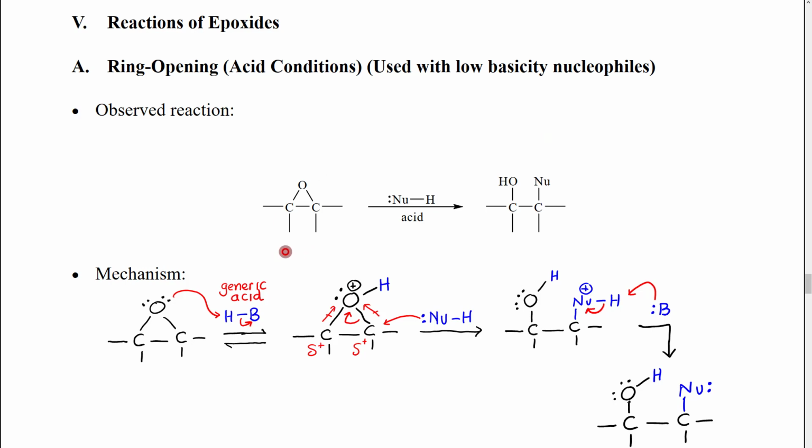If we look at these then, we would have an epoxide, we would have a low basicity nucleophile that in many cases, most cases even, would have a hydrogen attached, and an acid. We would use an acid like sulfuric acid or even acetic acid, or there's a variety of acids we could use. At the end of the reaction, the epoxide would be open, the oxygen would be protonated, and the nucleophile would be attached, and if the nucleophile had a hydrogen, that would have been deprotonated.